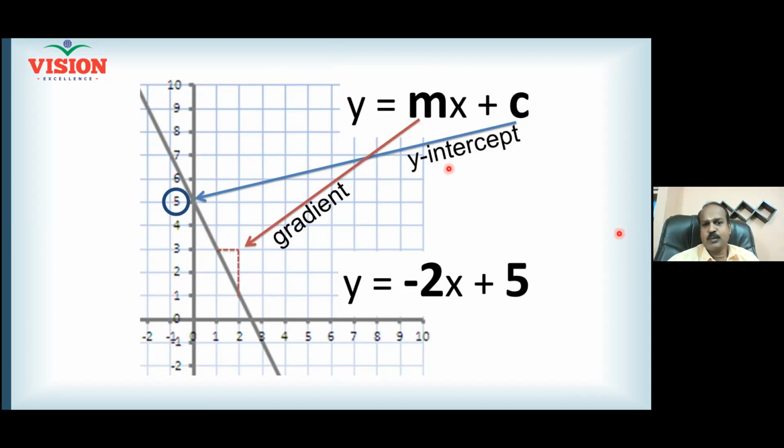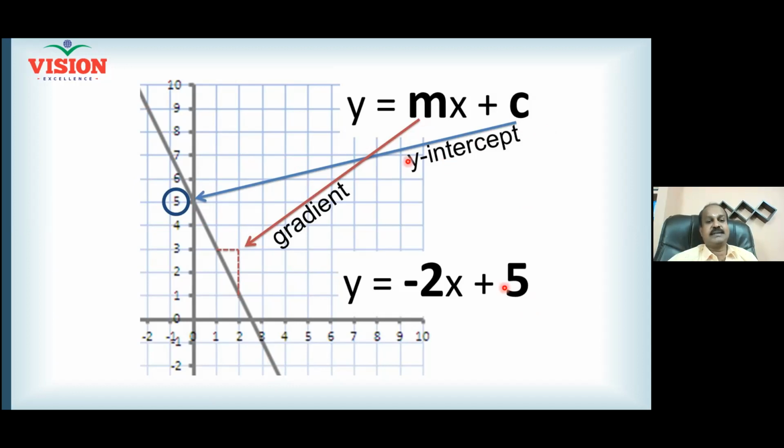What is c? The y-intercept. Look at the equation, look at the straight line. Tell me where this straight line cuts your y-axis. That is called the y-intercept. Can you tell me where it meets the y-axis? At 5. And so c is 5. Do you see c equal to 5 here? So that is the meaning of y-intercept.